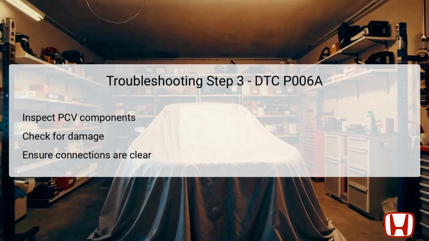The third troubleshooting step involves inspecting the positive crankcase ventilation (PCV) system, including the PCV valve, PCV hose, and the purge line. Any physical damage to these components can inhibit the function of the intake air system.